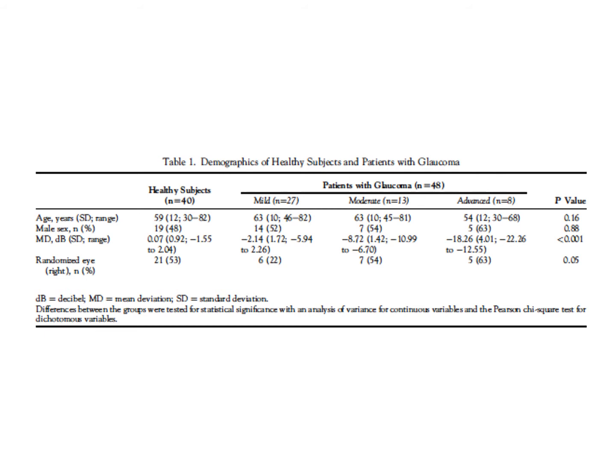In this table you can observe the demographics of the healthy subjects and the patients with glaucoma. In this column you can observe the healthy subject characteristics, and here the glaucomatous patients split into 3 different subgroups based on the visual field damage: mild damage, moderate damage, and advanced damage.